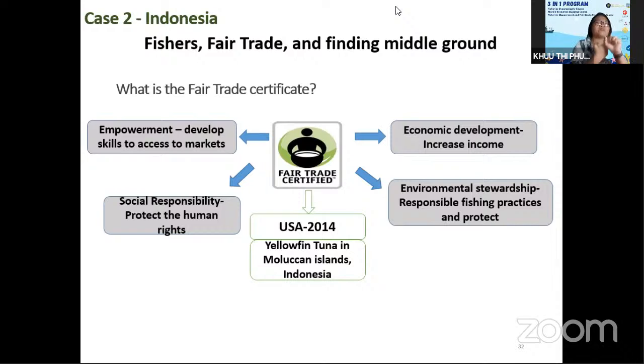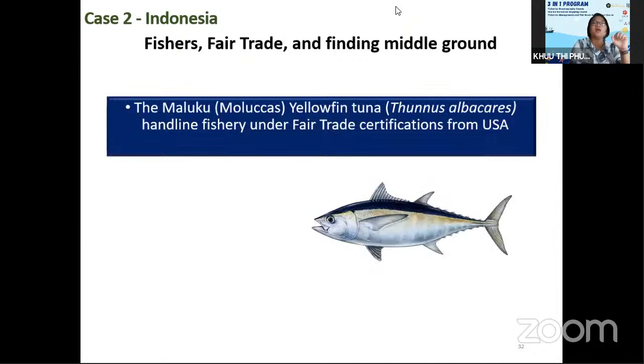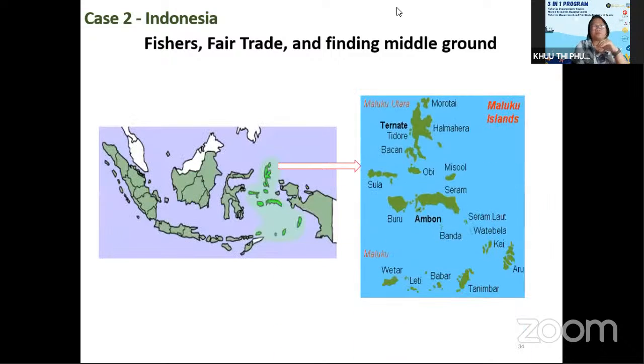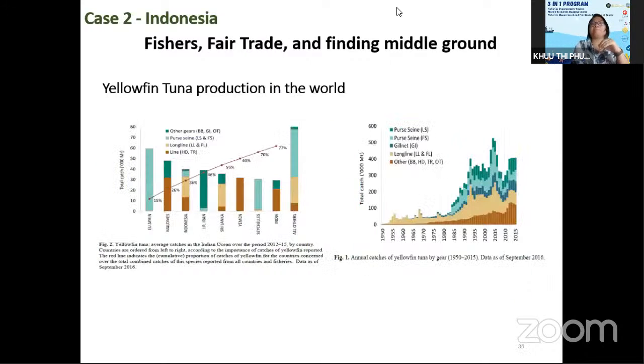If we apply fair trade certification, it has been issued from the US, the first in the US, and it has been applied to yellowfin tuna in Indonesia. And here, Maluku yellowfin tuna are hand-line fisheries under fair trade certification from the USA since 2014. And here's the map of Maluku.